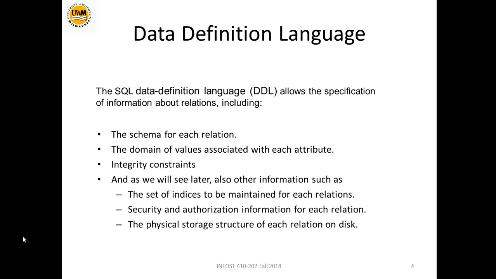The data definition language for Structured Query Language allows the specification of information about relations or tables. This information includes the schema for each relation, what attributes it includes, the domain of the values associated with each attribute, what type of data can be contained in an attribute, and integrity constraints, for example, if we can have null values or we cannot have null values. It also includes index files or indices for each relation, issues such as security and authorization, and also physical storage structure on the disk.